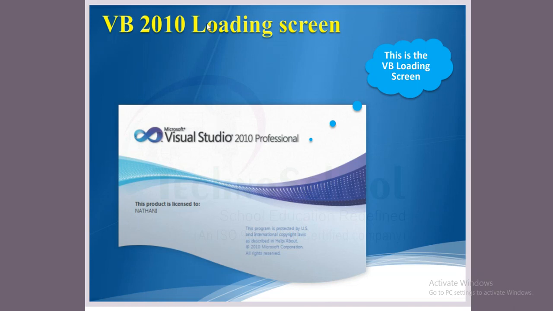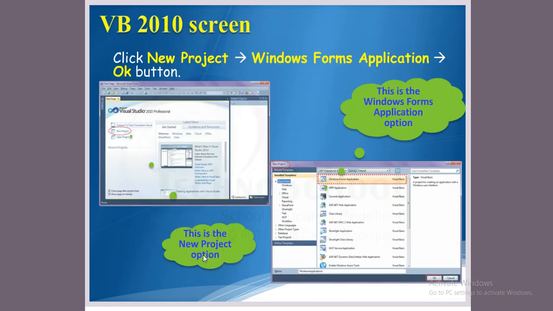You can see the screen, right? So the loading screen will appear. The screen looks like this. After this screen, within a minute, you will get the Visual Basic 2010 screen. This is the screen you will get. Once you get it, you want to select New Project. See, the New Project option is here. You select this New Project.